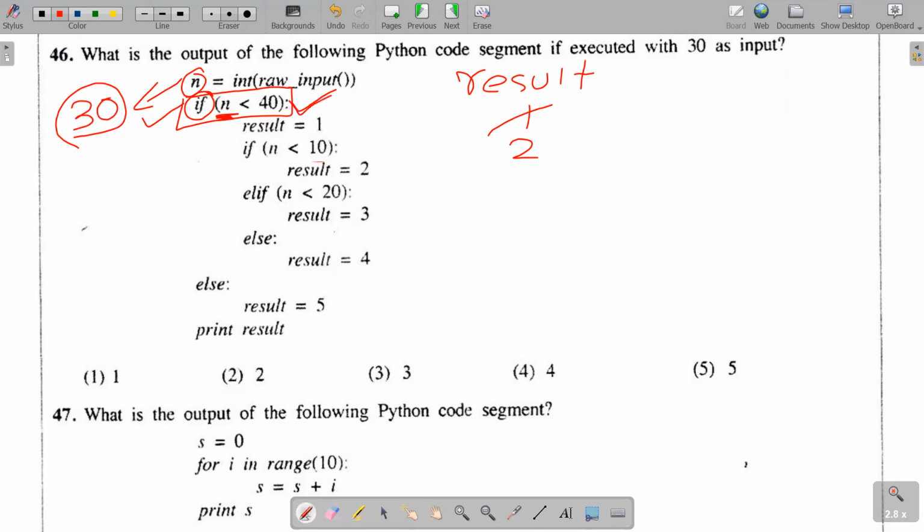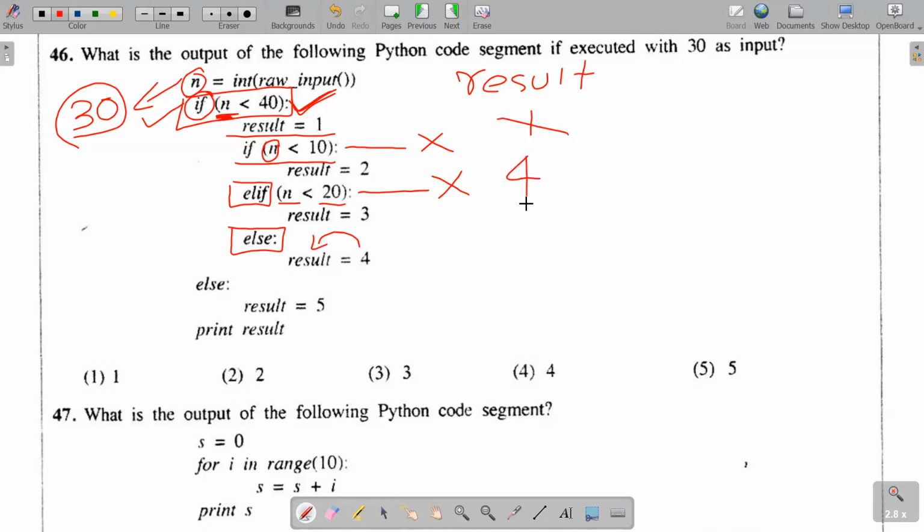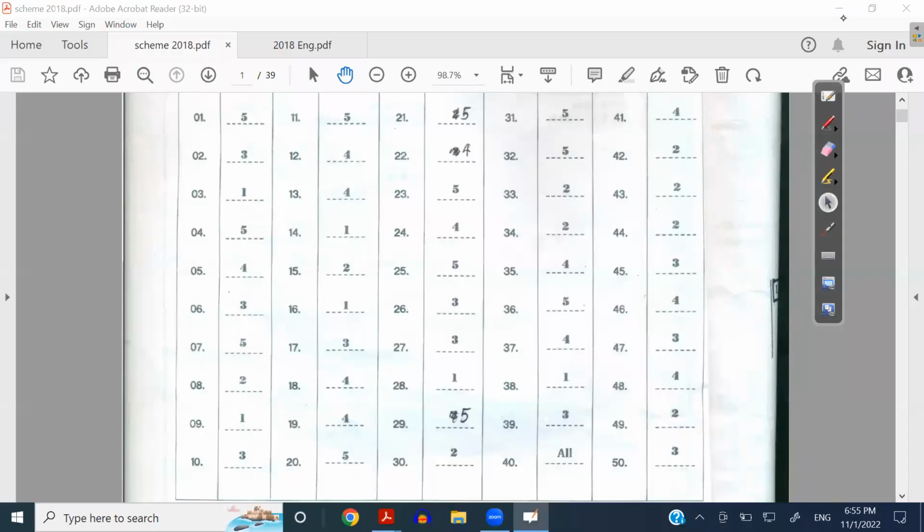Right. So since this condition is true, result is given 1. So that means for the moment result is having 1. Then this condition checks whether n is less than 10, 30 less than 10, 30 is not less than 10. So this is wrong. Then you are going to go to the elif. Elif is asking whether 30 is less than 20. 30 is not less than 20. It is wrong again. Then it goes to the else. It says assign 4 to the result. That means result will be assigned 4. Then print result. That means 4 is going to print. So the answer is 4. 46, fourth answer. Yes, it's the fourth answer.